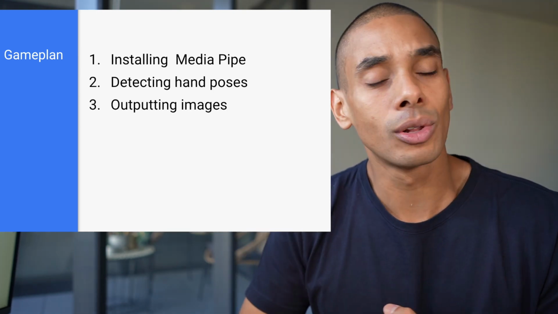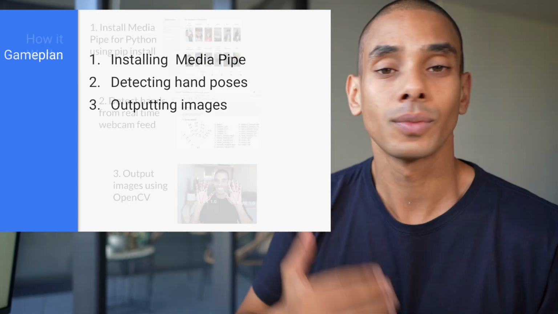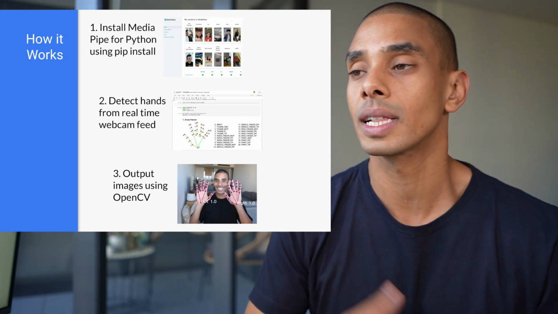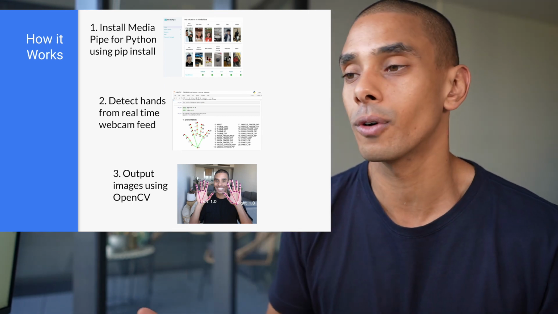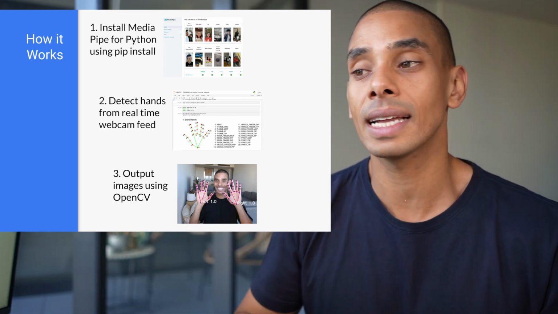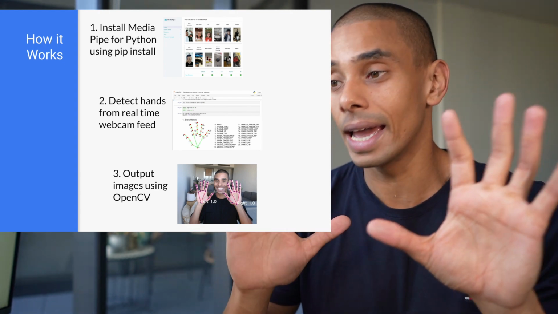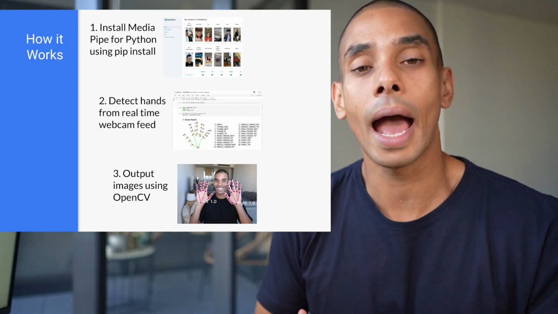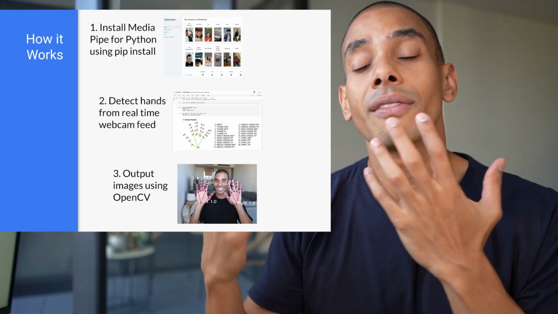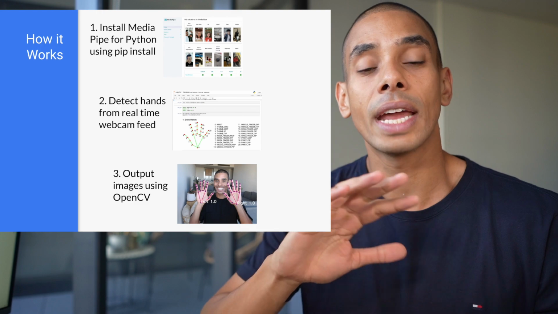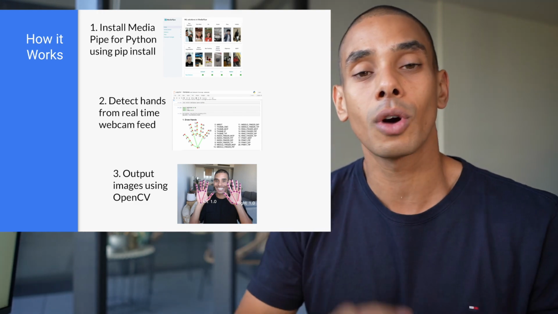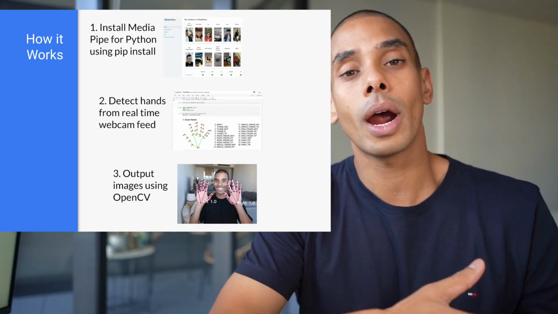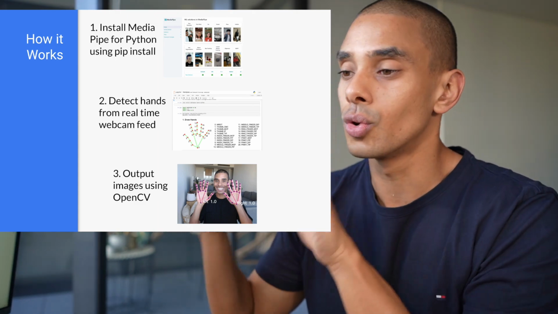Enough on that, let's take a look at how this is all going to work. First up, we're going to be installing MediaPipe for Python. Specifically, we'll use a pip install for that, pretty straightforward. We're then going to detect hands, and specifically our hands, in real time from our webcam feed. For this, we're going to be using OpenCV to get a feed from our webcam. We'll then overlay our MediaPipe detection model, so you'll be able to see all those joints rendered in real time. And then we're going to output those images to OpenCV.